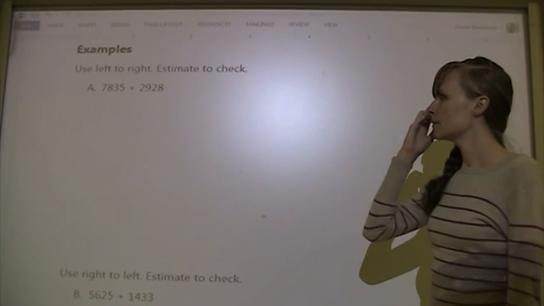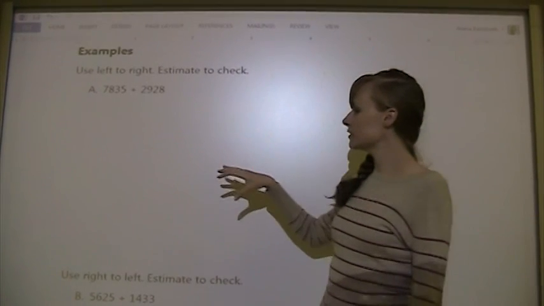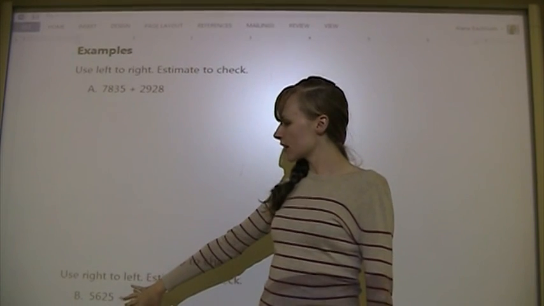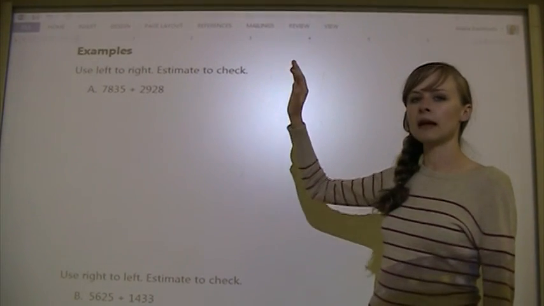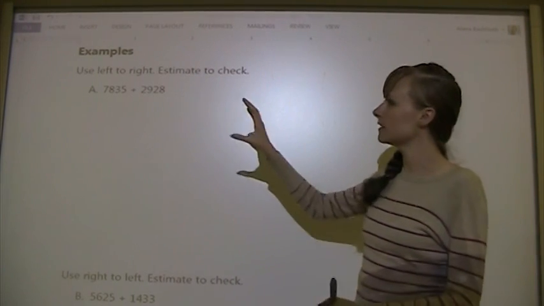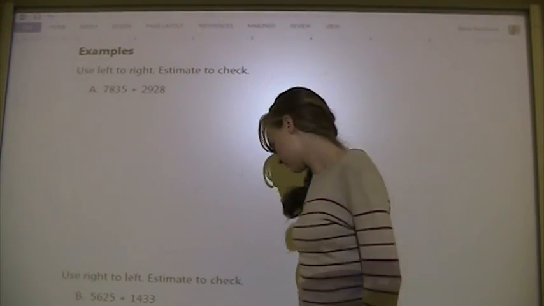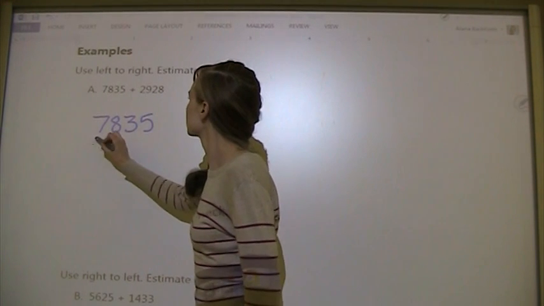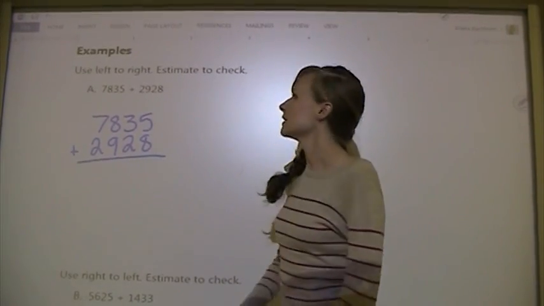Okay, so we're going to look at some examples. And so what you need to do is just pause the video and then use the strategy left to right here and the strategy right to left here. And then if you remember how to estimate and you think you can, then also try that. If not, I'll show you for this one and then you can try on this one. Okay, so pause the video and add these two using the strategy that it says. Okay, so you should be finished.